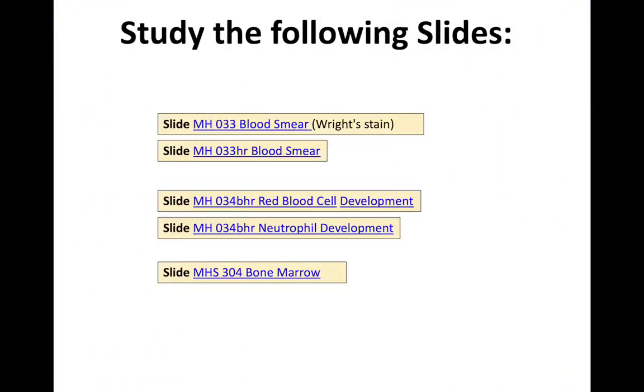So that's all about today's lab session. We have covered these slides. Study these slides, and try to identify the different types of mature blood cells and the different stages of blood cell formation.